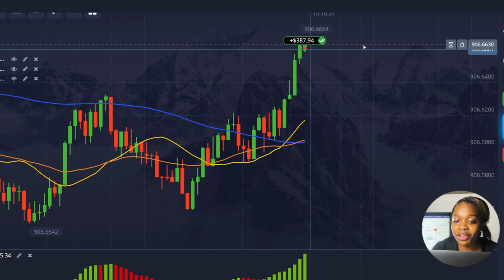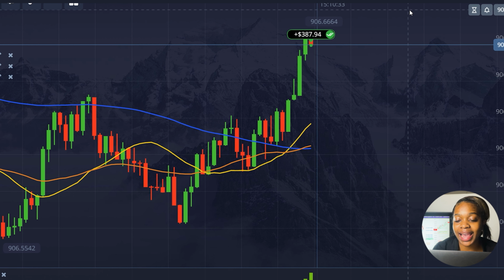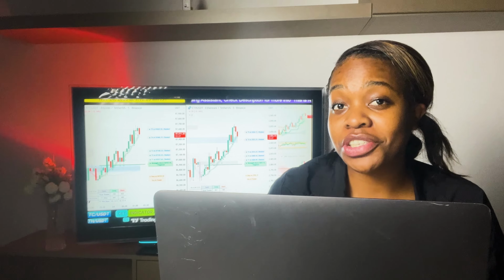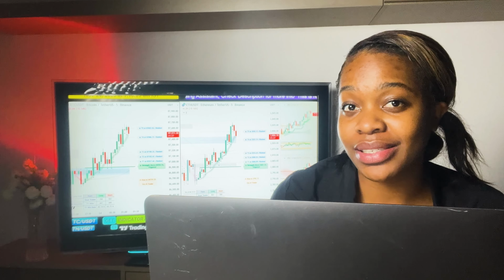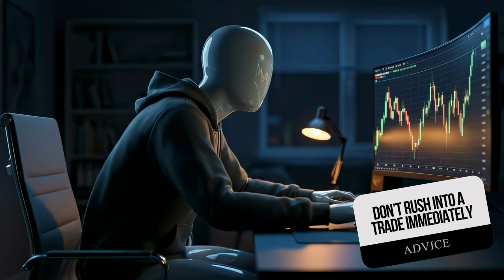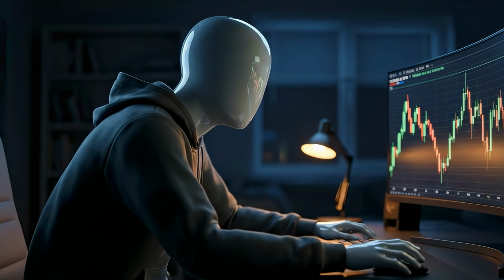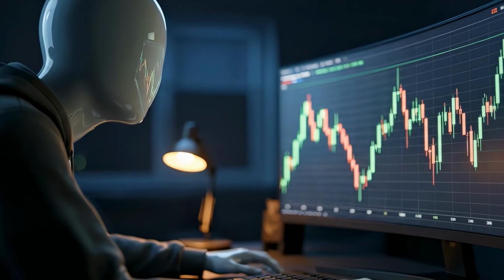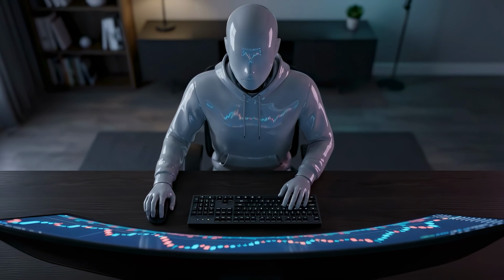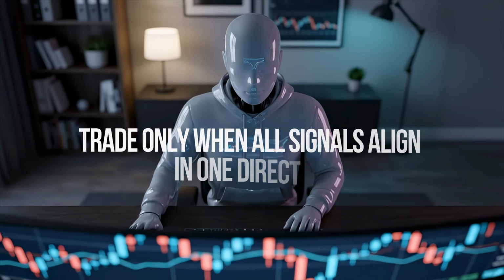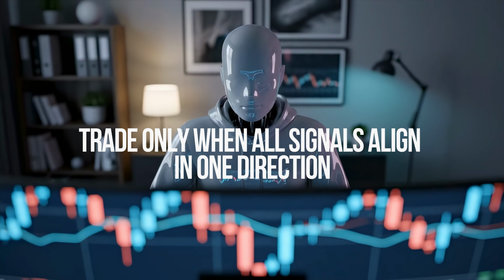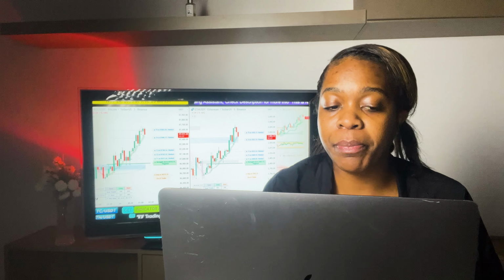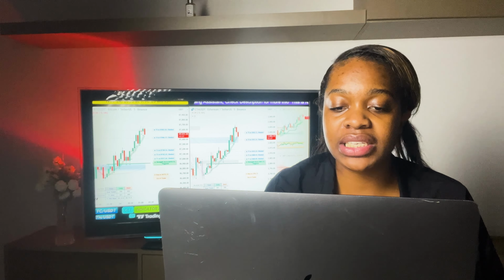And another positive $387 added to my balance. Excellent logic and a clear structure of the movement. Don't you agree? My advice: don't rush into the trade immediately. Always look at the bigger picture, where the price is, which direction the fast-moving averages point to, and what the impulse shows. Trade only when signals align in one direction. The simpler and the clearer the picture, the higher the chance of a successful trade.